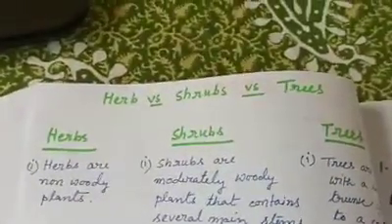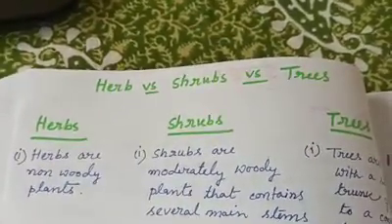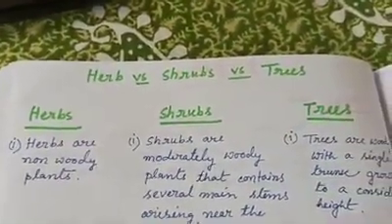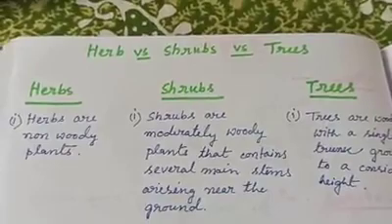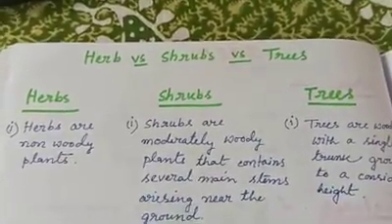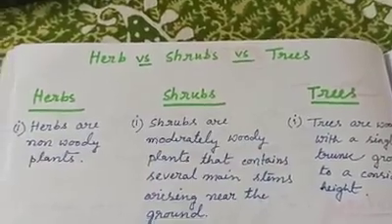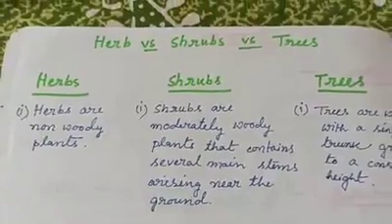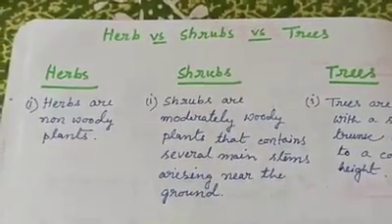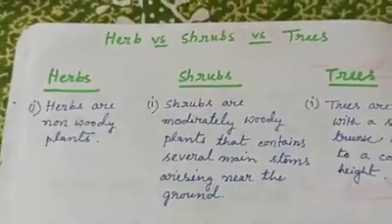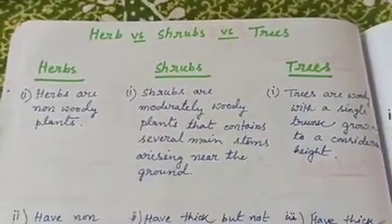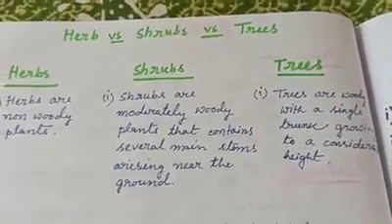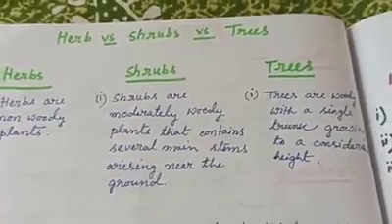Now students, according to the presence of different types of stems, plants can be divided into three types. They may be herbs, shrubs, or trees. So how are they divided? The plants which have non-woody stems are called herbs. The plants which have moderately woody stems and contain several main branches or stems arising near the ground are called shrubs.